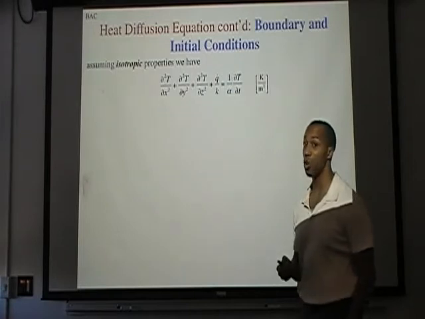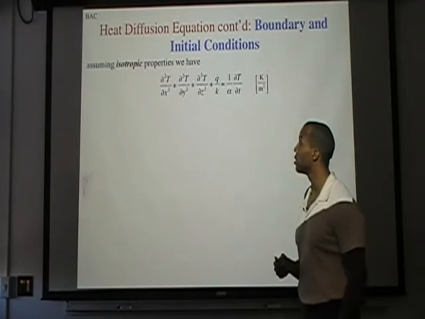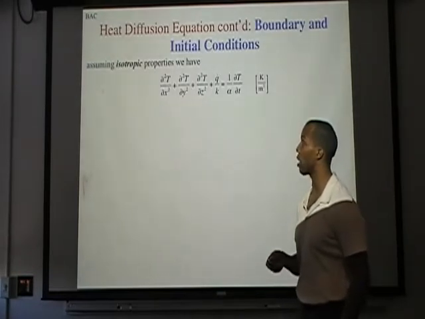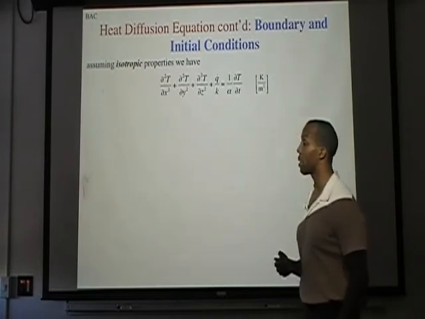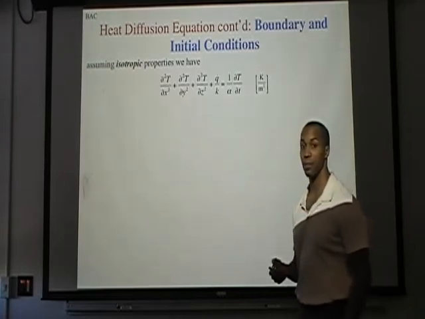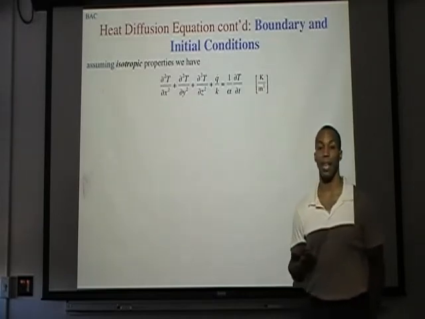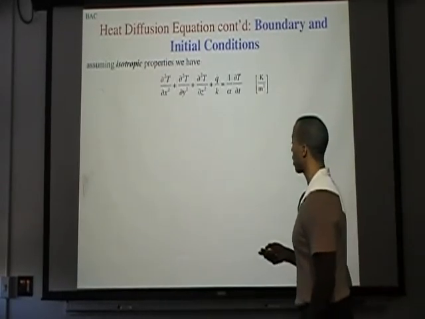Well, it's second order in each spatial coordinate. So we need two, right? So we need two for each spatial coordinate. So that would be a total of 6 boundary conditions we would need for this problem. What about initial conditions? Well, it's first order in time, so we only need 1 initial condition in this case.